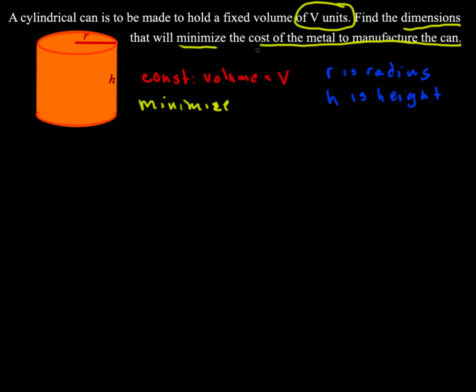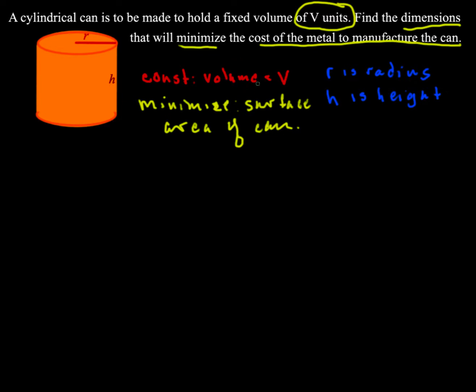the dimensions that will minimize the cost of the metal. Well, the cost of the metal is fixed, so it's just how much metal we're going to use. So really, the metal used is the surface area. So we want to minimize the surface area of the can. So this is what we need to do. We're going to minimize the surface area of the can.